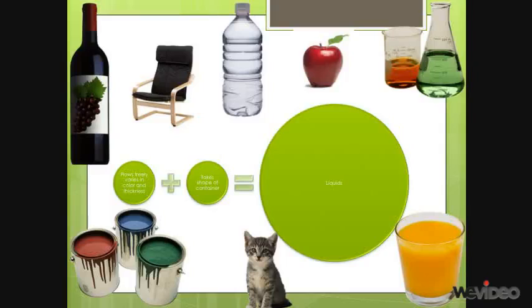The next item is a chair. Is the chair a solid, a liquid, or a gas, children? The chair is not a liquid because it isn't flowing freely and it has its own shape.